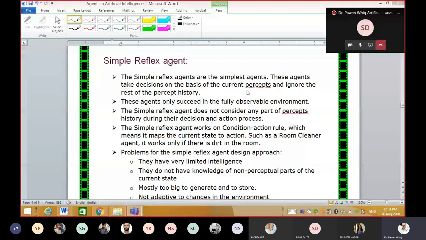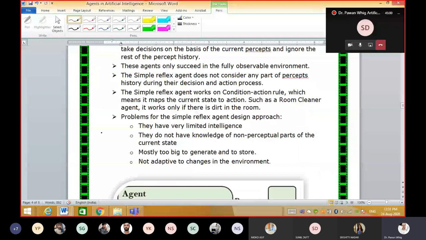The simple reflex agent works on the condition action rule, which means it maps the current state to the action, such as the room cleaner agent. It works only if there is dirt in a room. So there are some problems in this reflex agent also, that it has very limited intelligence. If we are talking about a room cleaner, only if there is dirt, then it will clean, otherwise it is static, it will not do any other work.